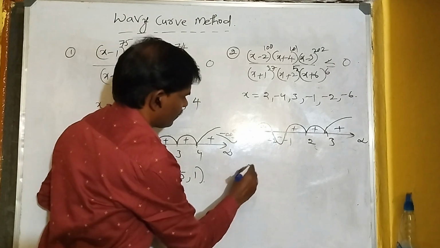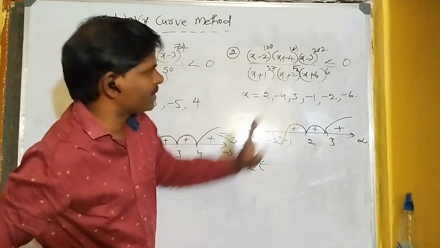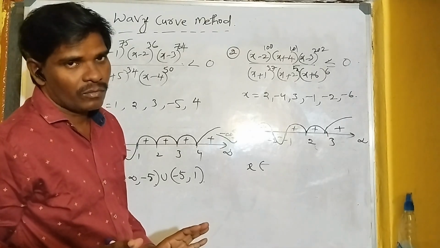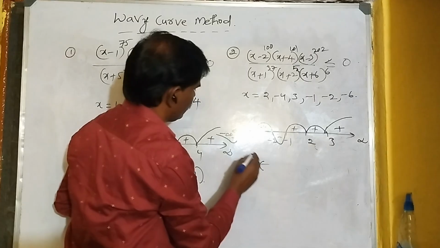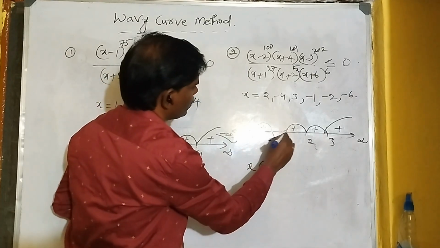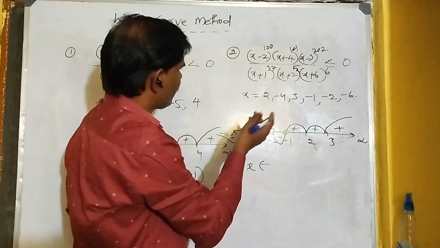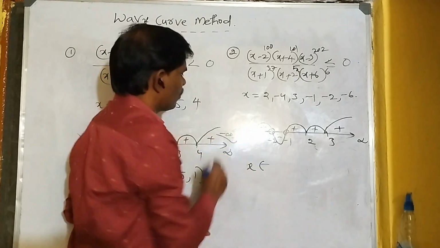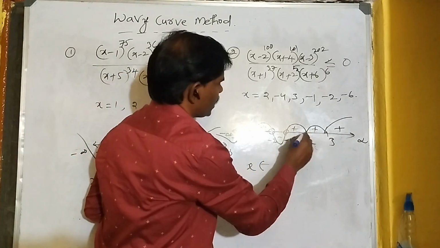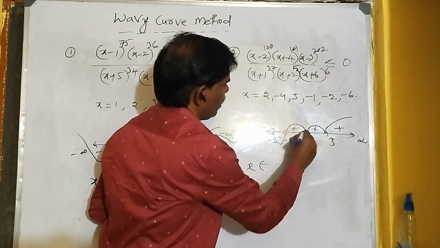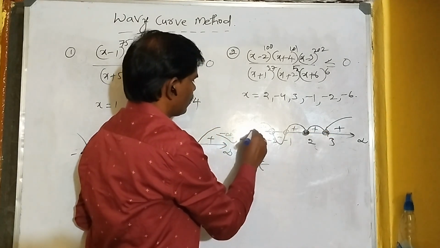What is the answer here? X belongs to minus 1, minus 2, minus 6. These are hollow circles, and the remaining are closed circles. This is a closed circle, that is a hollow circle, this is a closed circle, and this is also a closed circle.